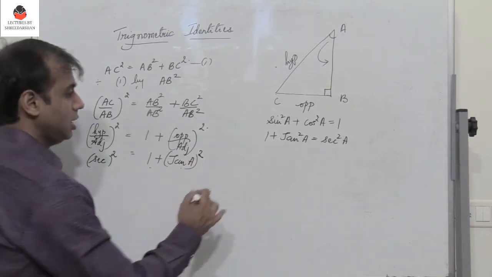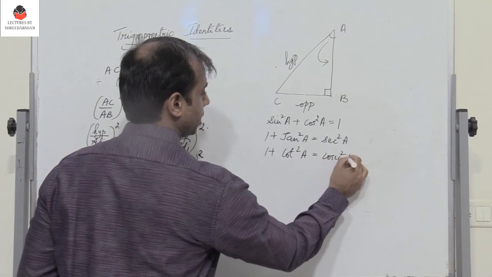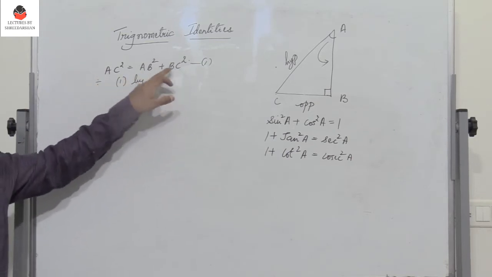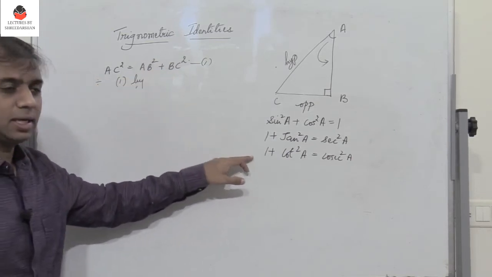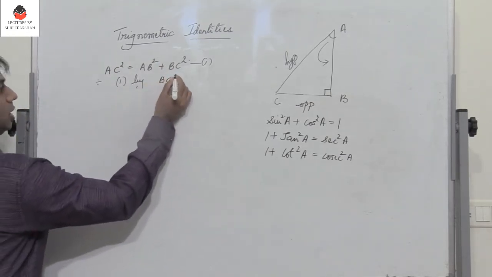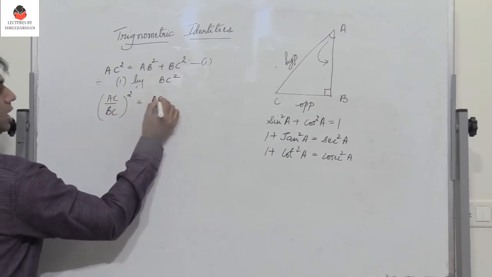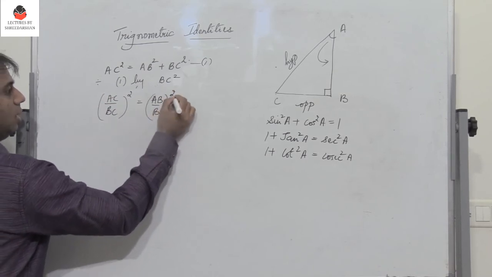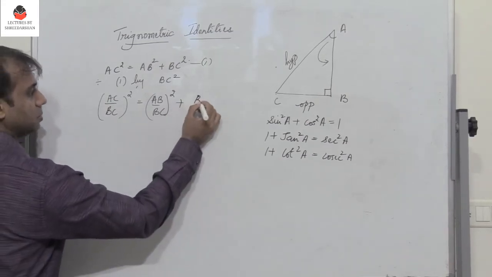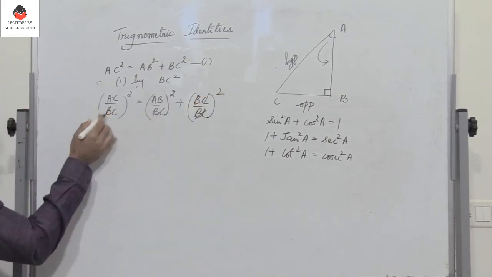So the third identity is 1 plus cot squared A equals cosecant squared A. So now in the previous case, to prove the second identity, we divided equation 1 by AB square. So now to prove the third identity, we have to divide equation 1 by BC square. So divide 1 by BC square. So you get AC by BC the whole square equals AB by BC the whole square plus BC by BC, so BC by BC the whole square. So this is 1.